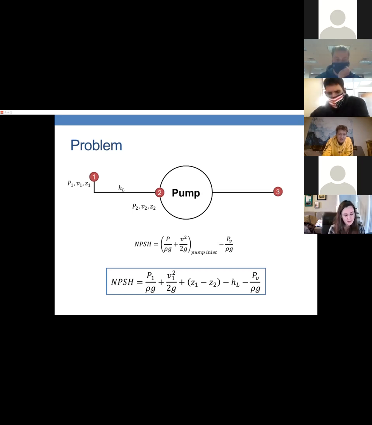So, if you look at the math here, you can see that a bigger head loss means a lower NPSH. What about the vapor pressure? The higher vapor pressure is, what will happen to NPSH from this formula?